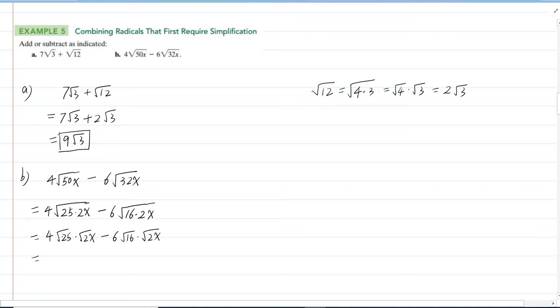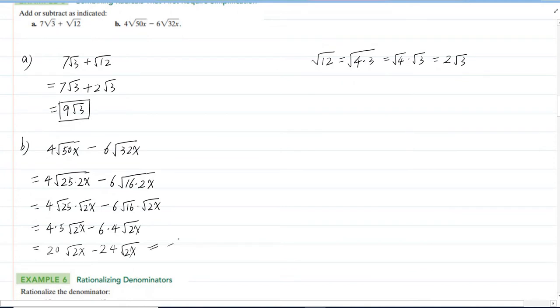Okay, now I can simplify this. Square root of 25 just gives you 5, so 4 times 5 square root of 2x, minus 6 times 4 square root of 2x. So that will give you 20 square root of 2x minus 24 square root of 2x, which should give us what? That will be 20 minus 24, which makes it negative 4 square root of 2x. So that is your final answer.